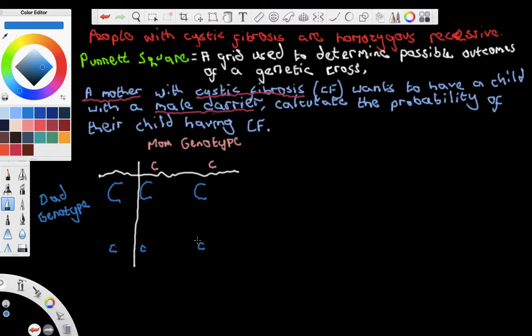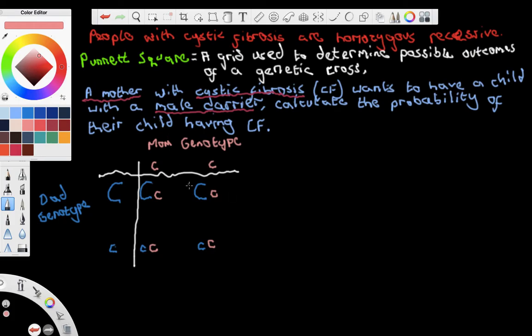I then do the columns. It doesn't matter which way around you do it, it's just I'm choosing to do that. So Mom can only give a lowercase c here and Mom can only give a lowercase c here. Mom can only give a lowercase c here. Mom can only give a lowercase c here. Now, because this is divided into 4, we have got 4 different possible outcomes, each worth a quarter, each worth 25%.